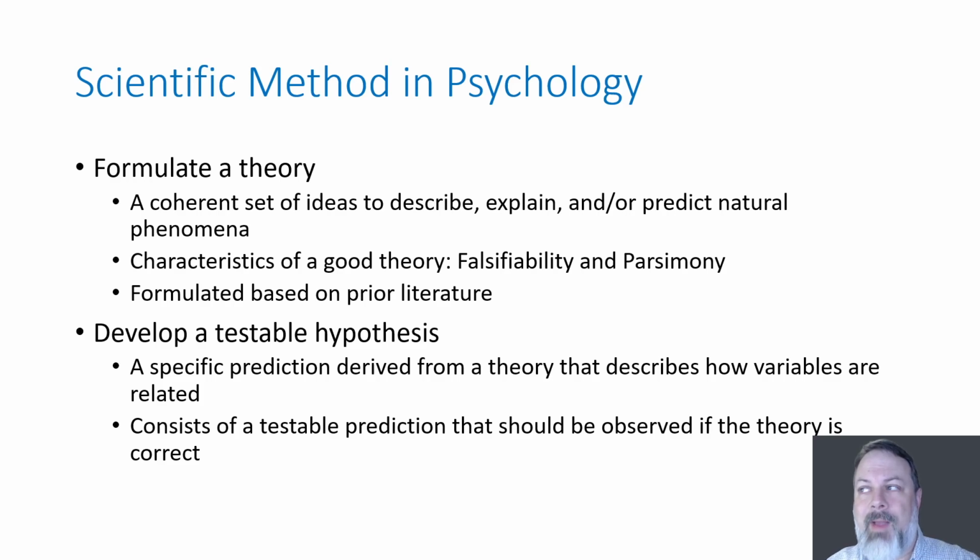And these are the goals of psychology and psychological science as well. So let's talk a little about the scientific method. You start off by formulating a theory. So a theory is a coherent set of ideas that describe, explain, or predict some type of phenomenon.